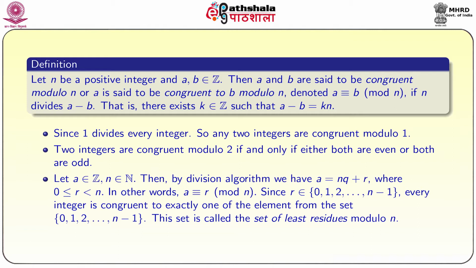So, this set is called the set of least residues modulo n. So, for every given n we have a set, and the set is called the set of least residues of that particular positive integer n. Here the set contains 0, 1 up to n minus 1.